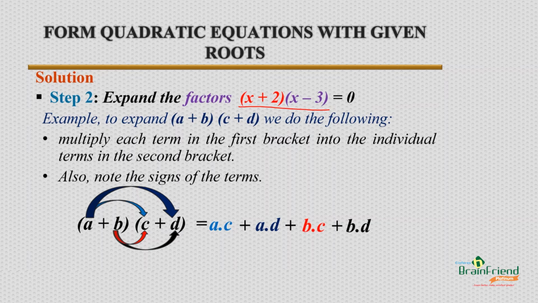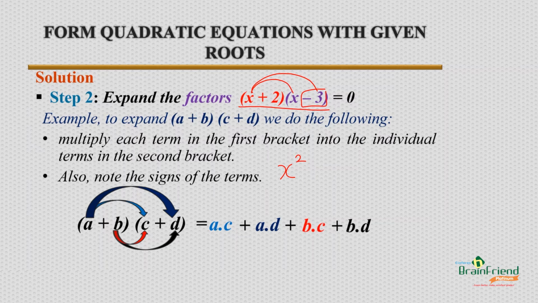First, like I said, we multiply everything in the first bracket into individual items or terms in the second bracket. So we start by saying x times x. That will give us x squared. Next will be x times minus 3x. Notice that I'm including the sign in front of 3. So that will be x times minus 3x.